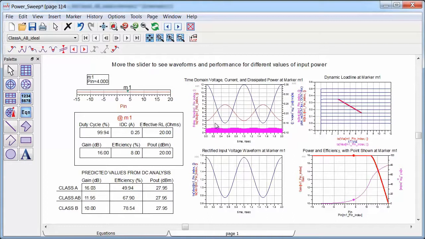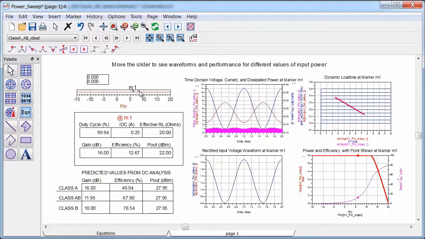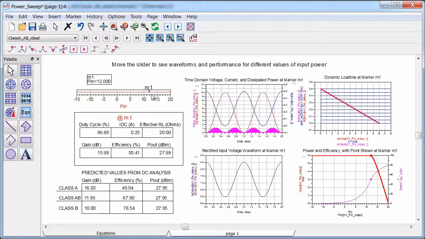And in the data display, I can change the input power with a slider and look at the time domain voltage and current waveforms, and I can also look at the actual RF load line, the rectified input signal, and the complete power compression curve for all of the input powers. So as I increase the input power to get to the point on the curve where the PA begins to compress, notice that I'm getting very close to the values that I predicted from just the DC curves and the design equations.